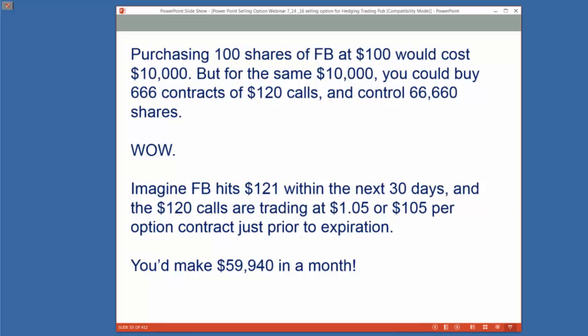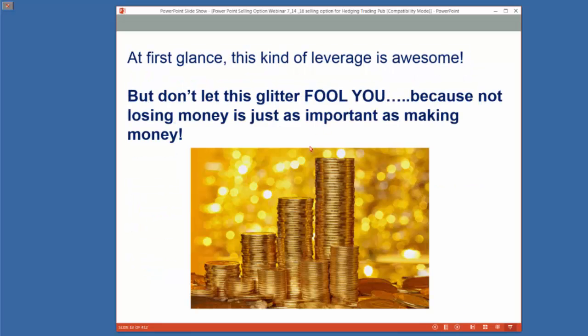You crunch the math on that potential profit, and you can see that you'd make over $59,000 in 1 month. So, at first glance, this kind of leverage really is awesome, but you don't want to let this glitter fool you, because not losing money is just as important as making money.